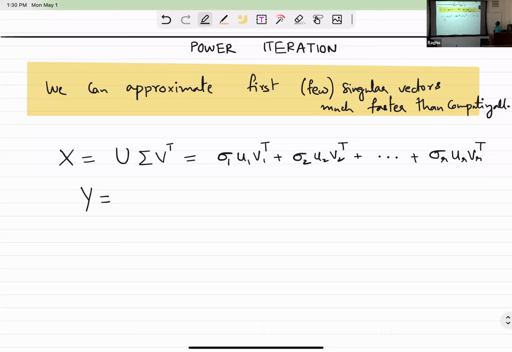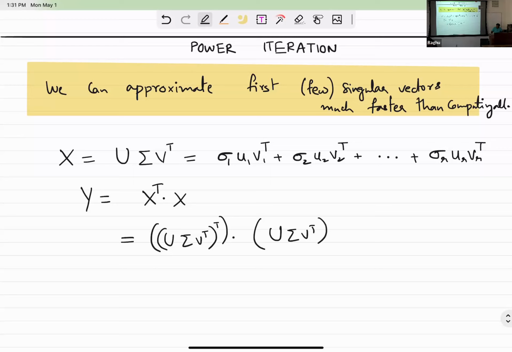Now let me define a new matrix, Y, as X transpose times X. For some strange reason that hopefully will become clear later, I'm multiplying X with itself. So what is X transpose? X transpose is (U sigma V transpose) whole transpose, and then you have U sigma V transpose. So this whole thing becomes V sigma U transpose times U sigma V transpose.